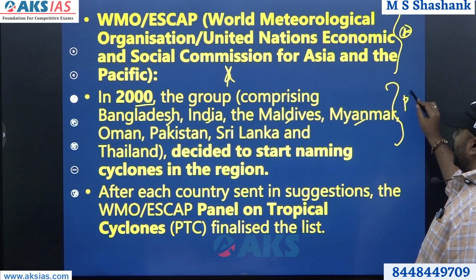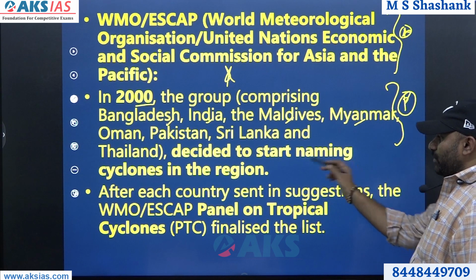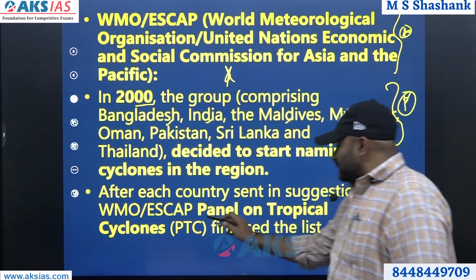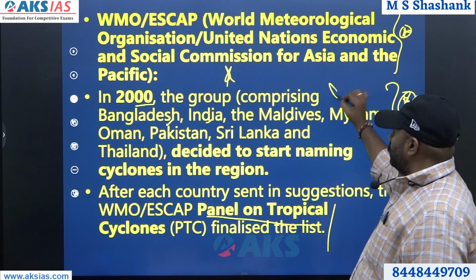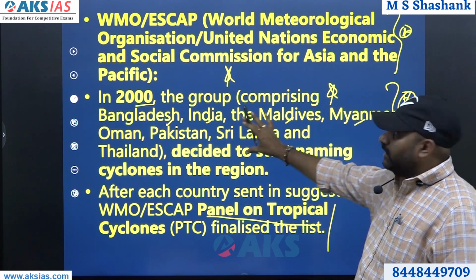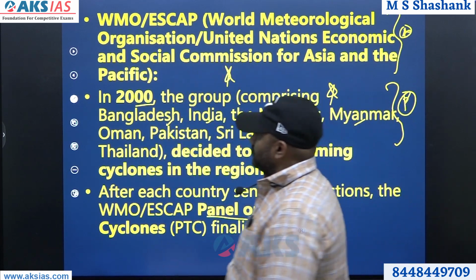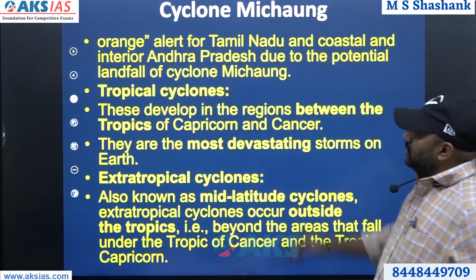So, for prelims question, chance. They decided to start naming cyclones in that region. After each country sent the suggestions, then this panel will decide the finalized list. So this is the most important point. Which countries, what is the organization? If you know this, that is sufficient for your prelims. Moving on.